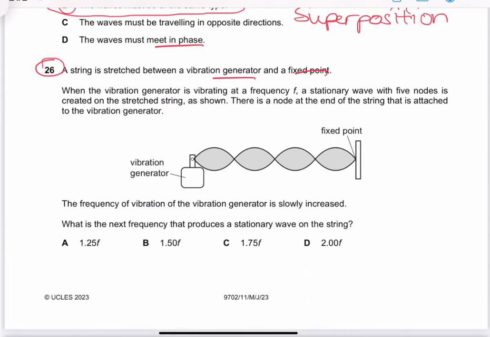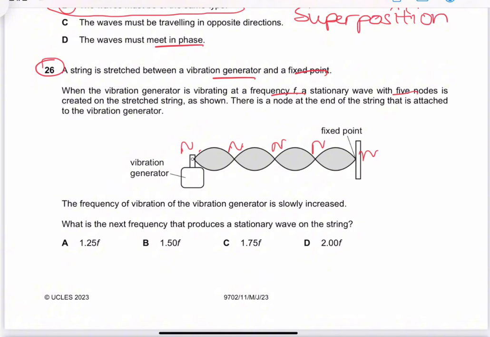We're told that the generator is vibrating at a frequency F, and we have a node that is formed here. So this is a node, a node, a node, a node, and a node over here, okay? So we're told that we have five nodes, 1, 2, 3, 4, 5. We're told that there's a node at the end of the string attached to the vibrator generator.